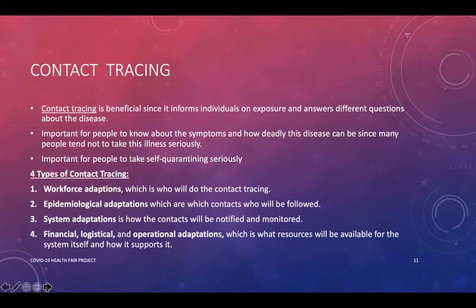There are 4 types of contact tracing: workforce adaptations, which is who will do the contact tracing; epidemiological adaptations, which contacts will be followed; system adaptations, which is how the contacts will be notified and monitored; and lastly, financial, logistical, and operational adaptations, which is what resources will be available for the system itself and how it supports it.